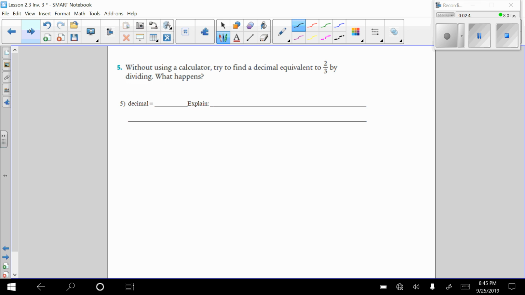So here's one without a calculator. How could we find what the decimal equivalent of 2/3 would be? Well, we could use division. Remember, the top number goes inside the box, divided by the denominator. If I do so, I can't take 3 into 2. I have to add my decimal point. Make sure you remember to bring it up top and add a 0.